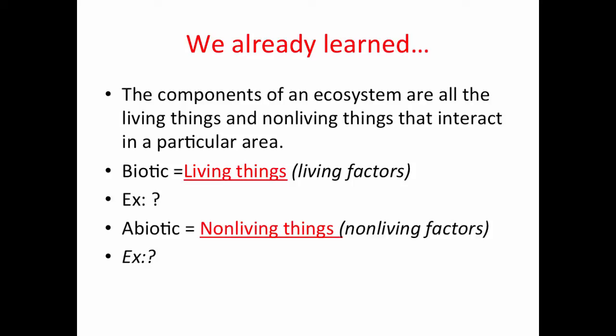The components of an ecosystem are all living things and non living things and how they interact in a particular area. So, biotic. Biotic means living and all living factors. Examples include all plants, all animals, all fungi, all bacteria, all protists. Abiotic are non living things. They can include rocks, water, sunlight, shelter, temperature, climate, pretty much anything a living thing has to have to survive, but it itself is not living.